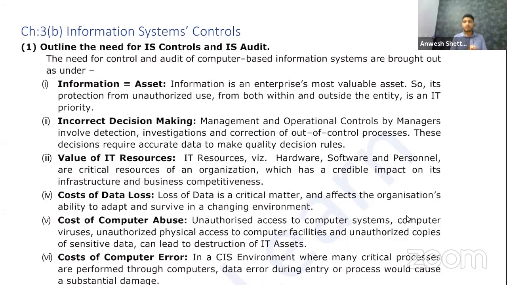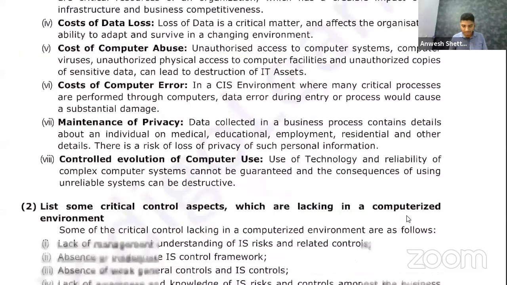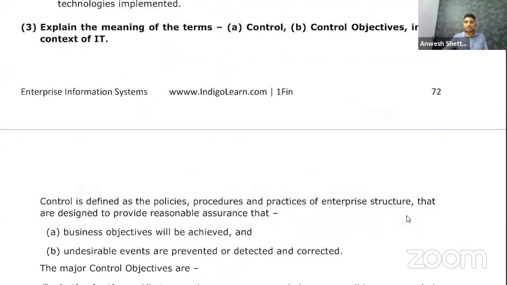Now, even before I start with question number one, I want to take you to question number three. This is: explain the meaning of the terms. What do you mean by control? And what do you mean by control objective? Now, what is control?